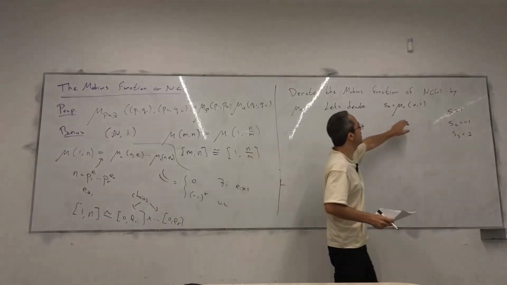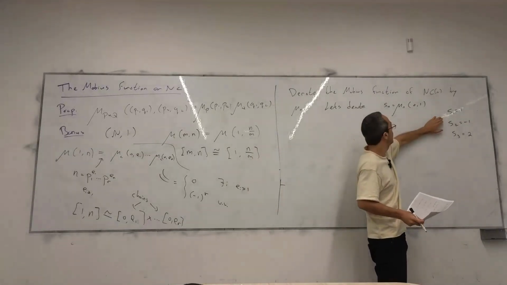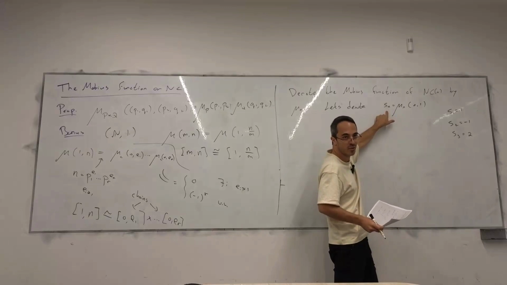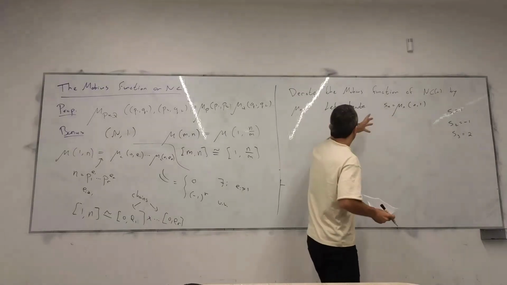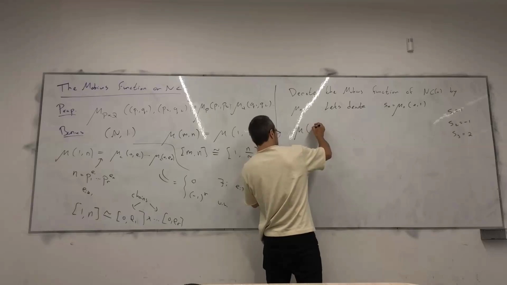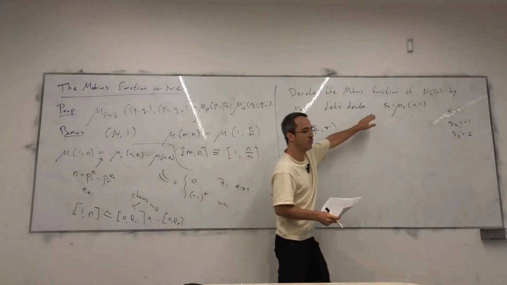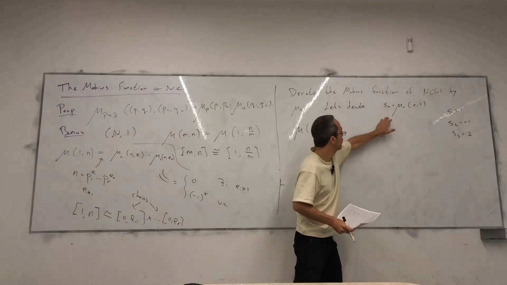And what I claim is that it's really enough to compute the S_i's. If you want to compute Mobius in general, once you know all of these values, it's not so difficult to do. So what do I mean? If you want to compute mu of, whatever, pi sigma, and you only have access to these values, then you're okay, because what can you do?